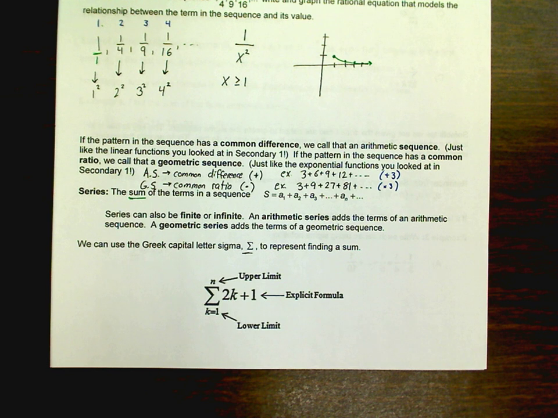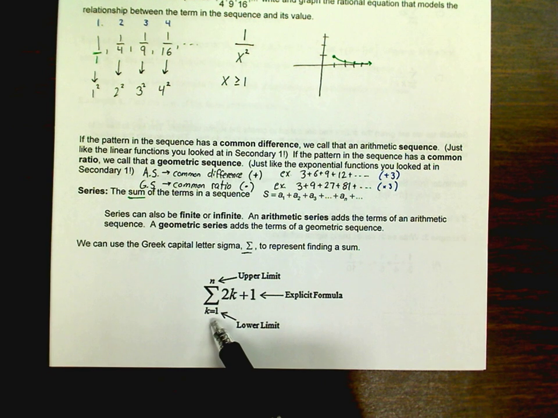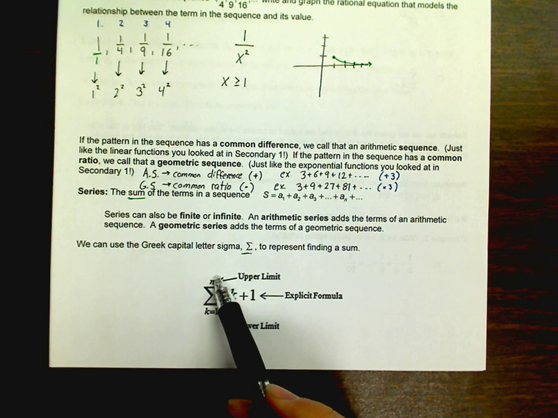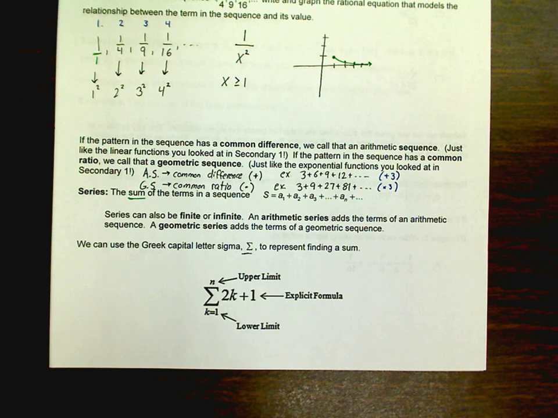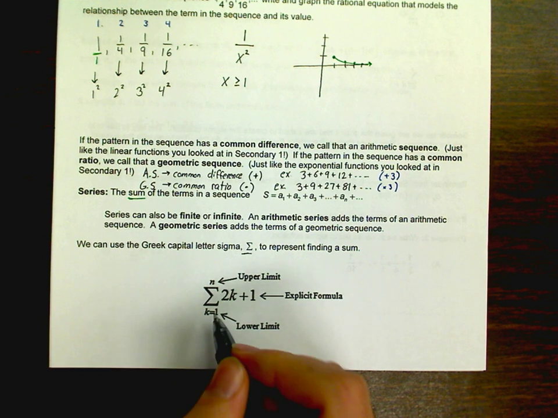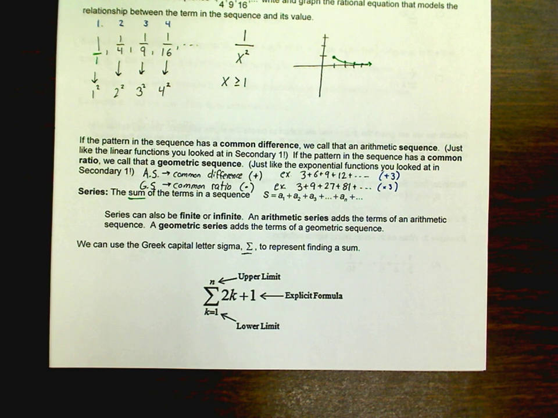So when we do sigma notation, we always need a lower limit, or where we're starting from. We're always using an upper limit and then an explicit formula. Now, the thing about series is that we only count in whole numbers. So we always use this variable k. We don't use x anymore because x is continuous. Okay?